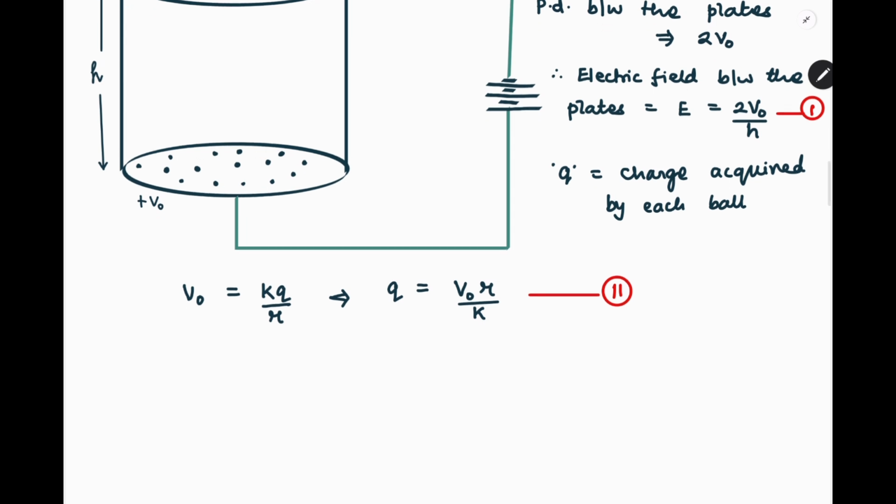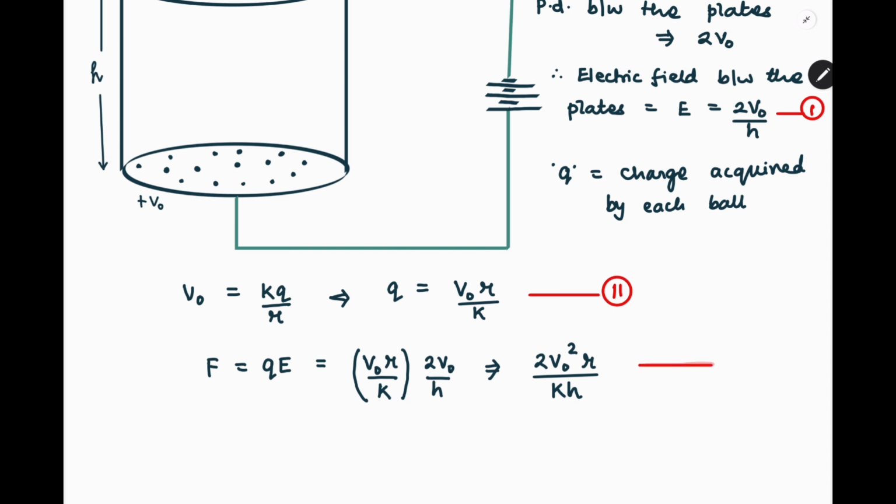Now if we write the force equation, the force will be F equal to qE, which this charge will experience. So the value becomes V0 r by k times the electric field, which is 2V0 by h. So we obtain 2V0 squared r by kh. This is the value of the force which it experiences, and we term this equation number 3.